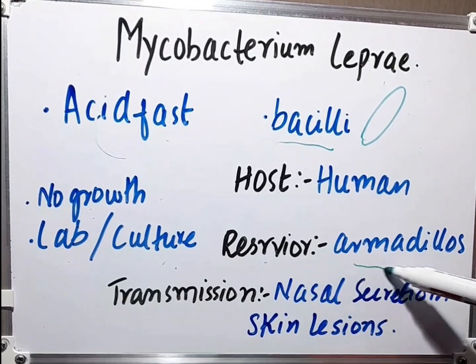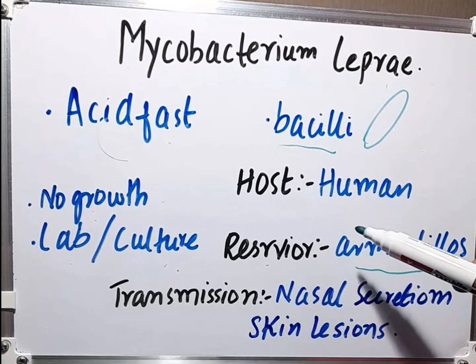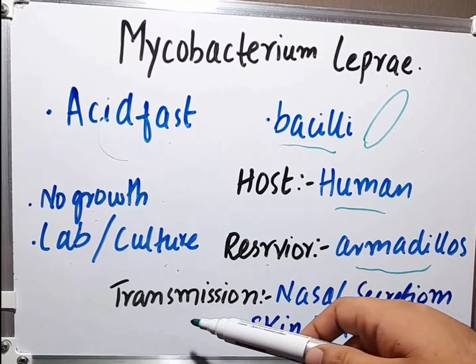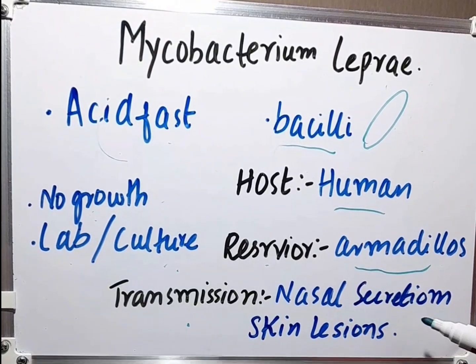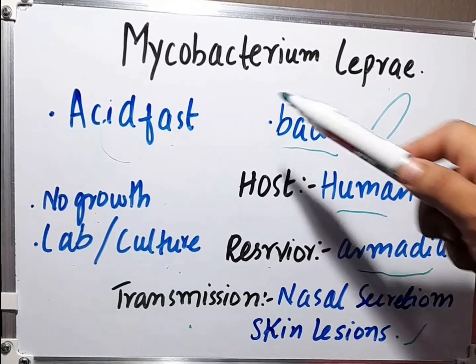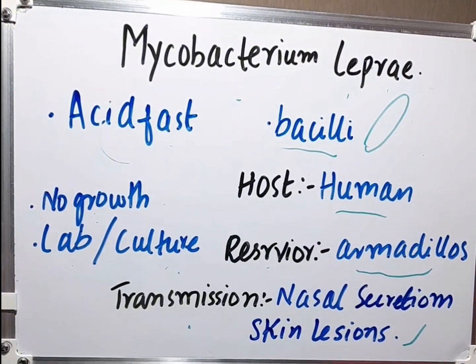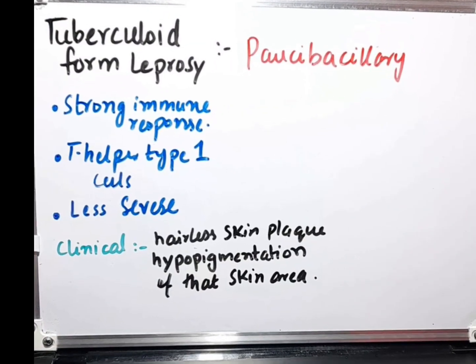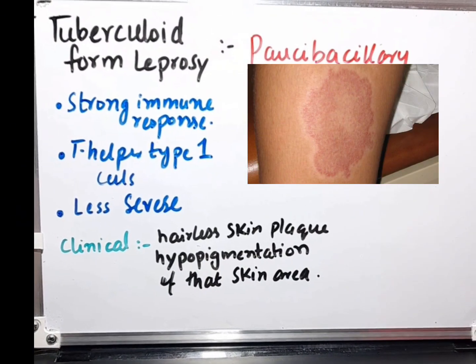The reservoirs are armadillos, which are animals, and the primary host is humans. Transmission can occur through nasal secretions and skin lesions of those persons who are already infected with Mycobacterium leprae. There are two types of leprosy, meaning two forms of leprosy.